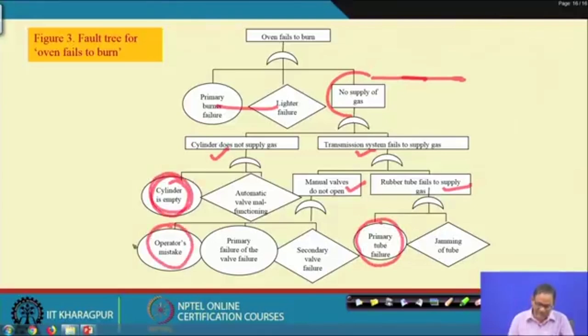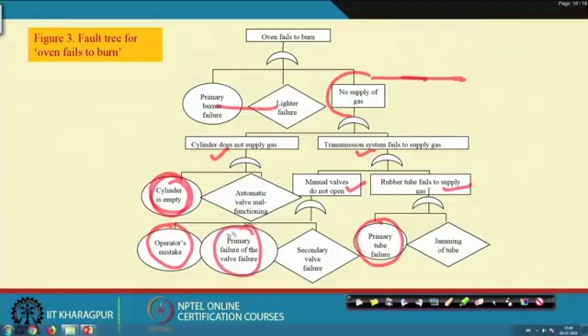these are all circles. Okay. So, here also primary failure. That means this is one circle, this is another circle, this is another circle. So, 1, 2, then 3, then 4, then 5. So, these are the 5 circles, 5 component level failures.